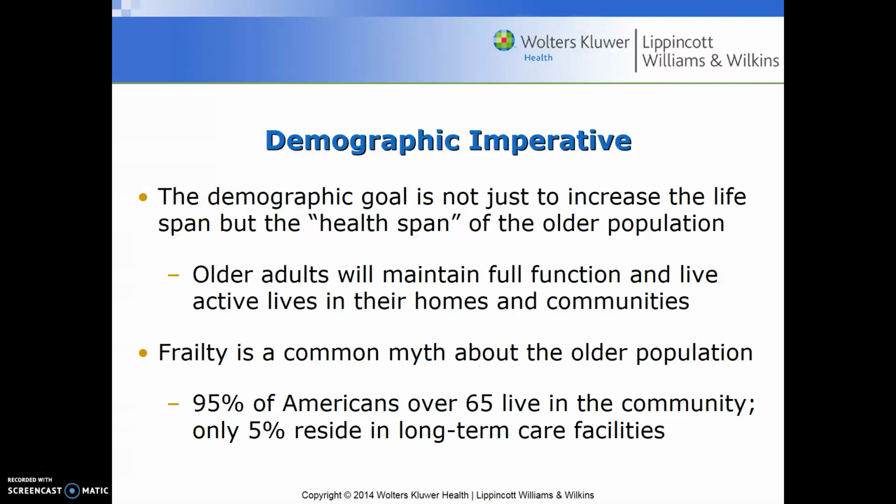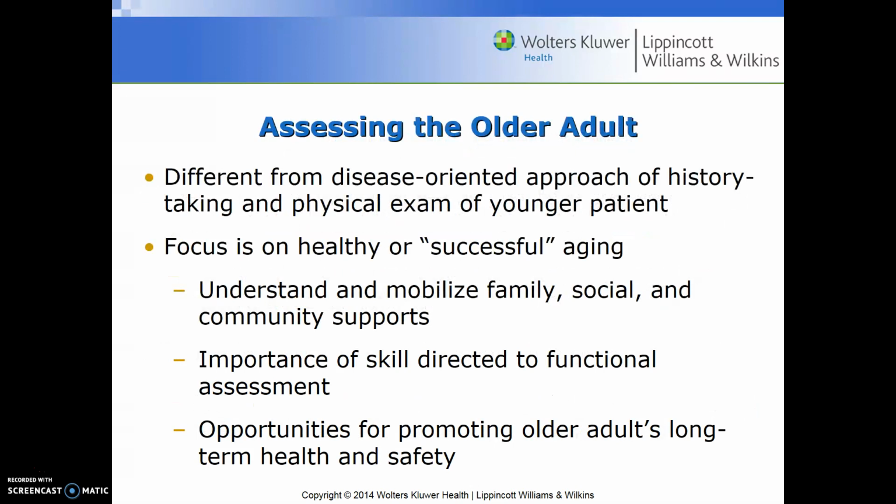Frailty is a common myth, though. About 95% of Americans over 65 live in the community, and only 5% reside in long-term facilities. When we are assessing the older adult, though, there are some unique aspects of assessment. We need to think differently from a disease-oriented approach of history taking and physical exam that we do in the younger patient, to focus on healthier, successful aging.